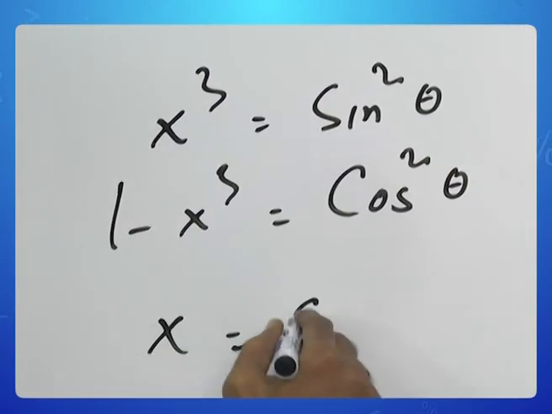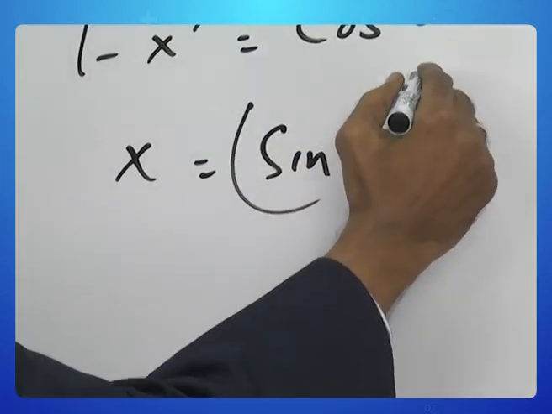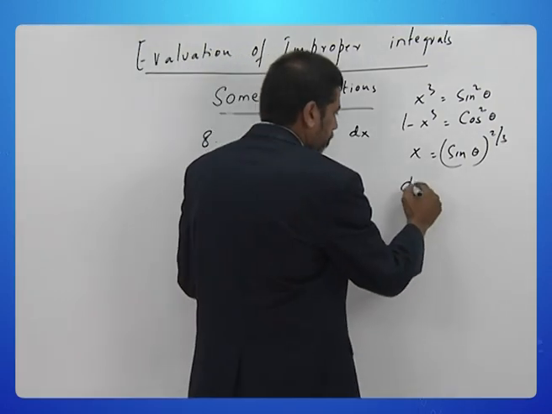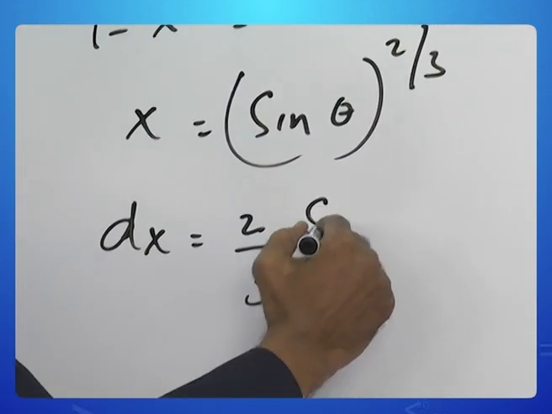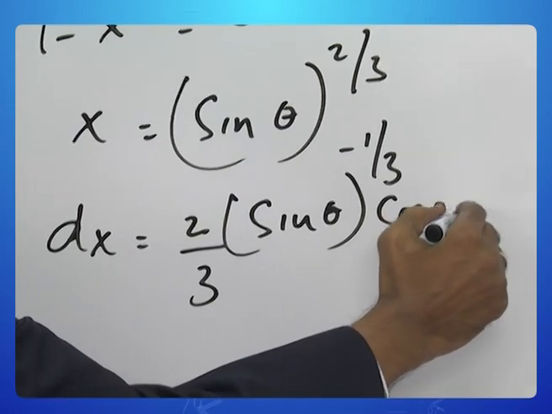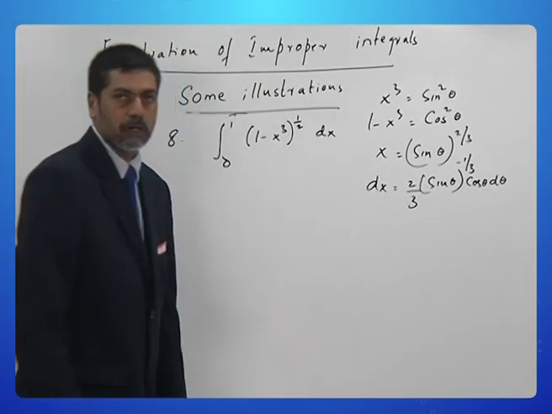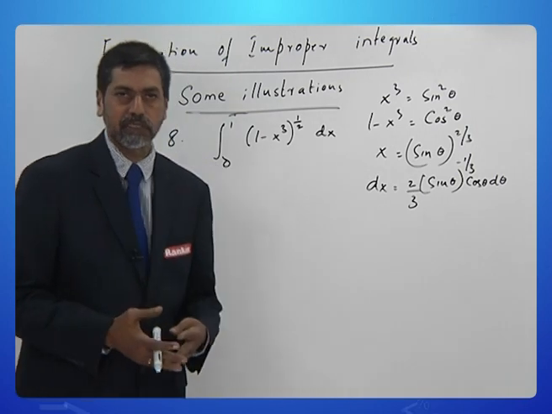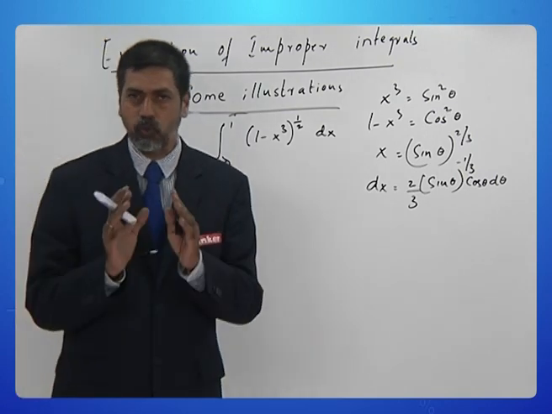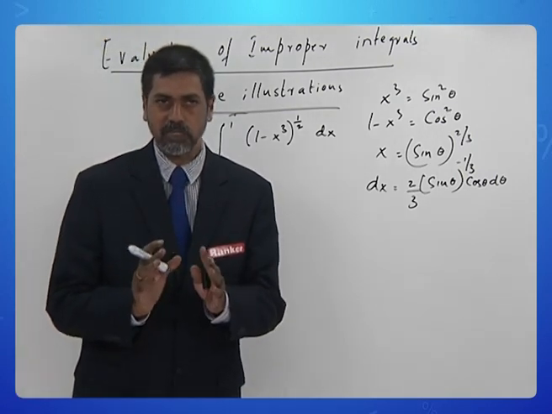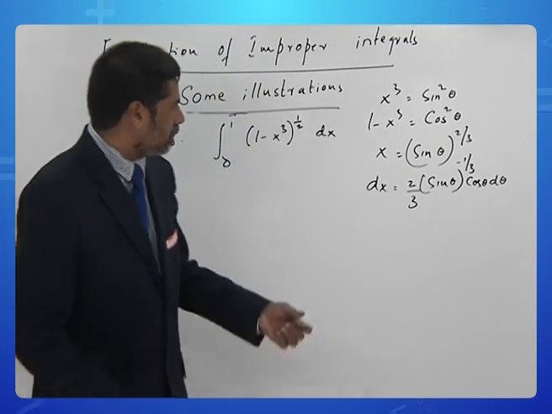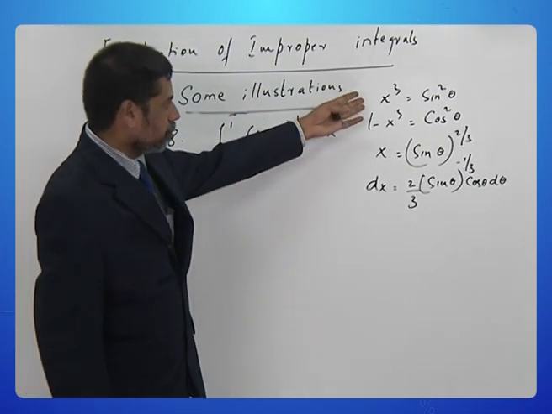x can be written as sine theta to the power of 2 by 3, and dx is 2 by 3 sine theta power minus 1 by 3 into cos theta d theta. So you may get a temporary feeling that the problem is going out of control, but let us not forget that there is one form of beta integral which involves sines and cosines. So the plan is to route the problem through the beta integral. And the limits of integration, as you can easily see, become 0 to pi by 2.